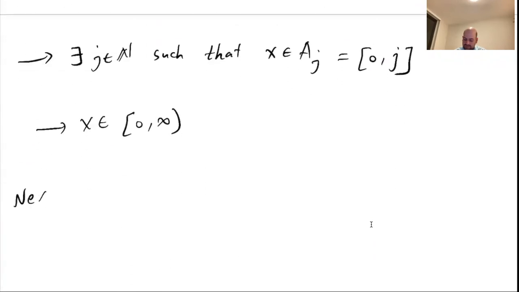Next, take x in the right-hand side, and I want to show that it has to be in the left-hand side. How can I do that?